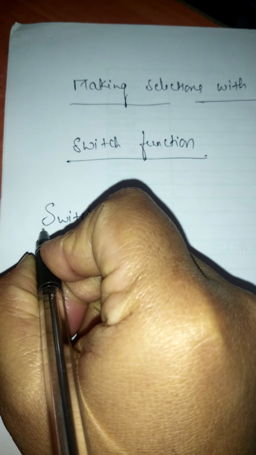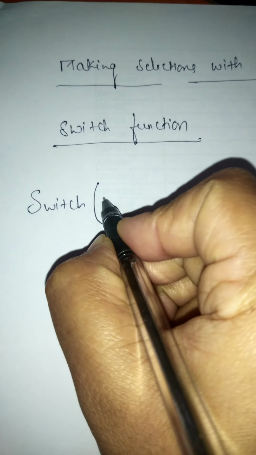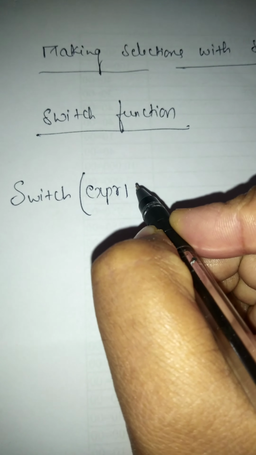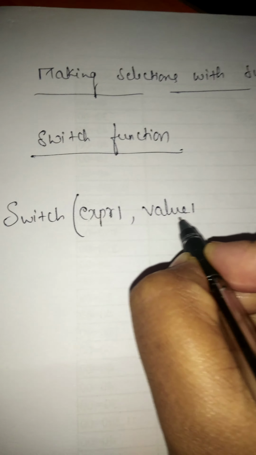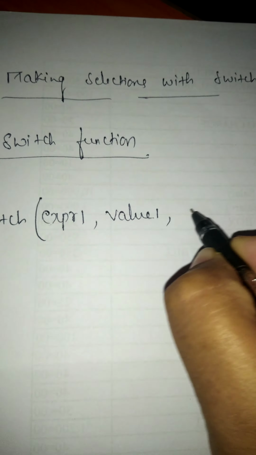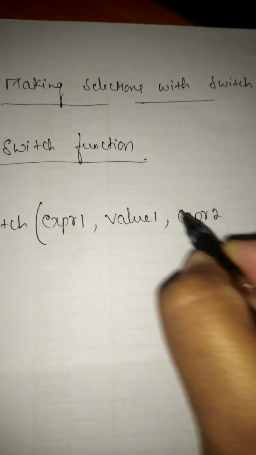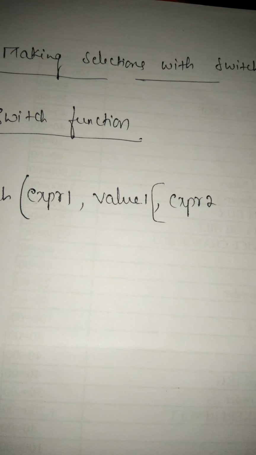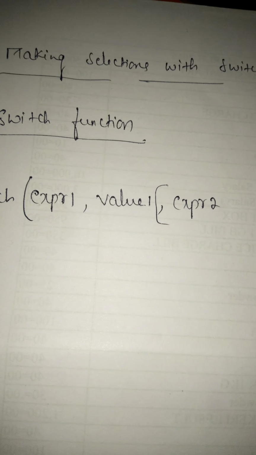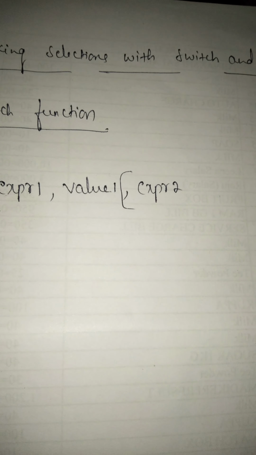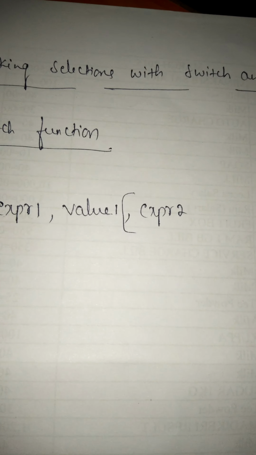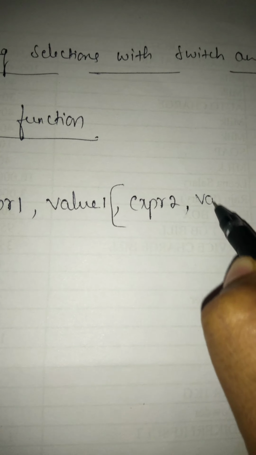Here S is a capital letter, and within the parenthesis you write the first condition, that is the first expression. If this condition is true, it will evaluate value 1. Then comma, expression 2. These are optional. If we have more expressions or conditions, we write them, or else we write only one condition. The second and third conditions are optional, and we write them within the brackets. If expression 2 is true, it will return value 2.